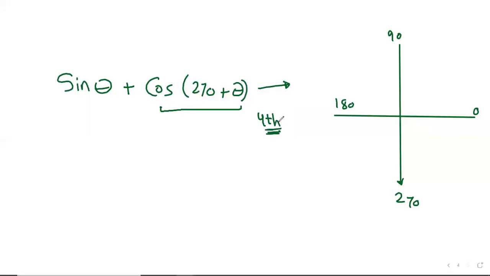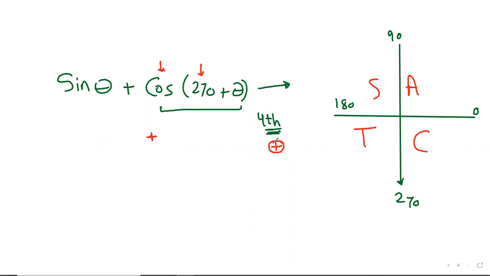Okay. What is the sign of the cosine in the fourth quadrant? If you remember, add sugar to coffee. So in the fourth quadrant, cosine is positive. Sine is negative. Cosine is positive. Add sugar to coffee. Cosine is positive. And 270 changes cosine to what? To sine. So it will be positive.